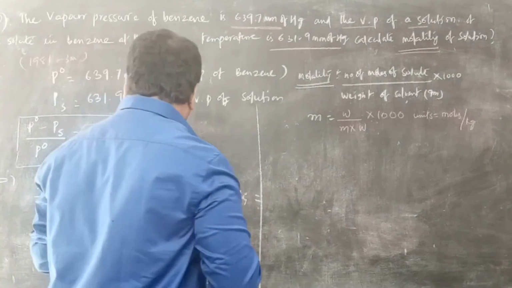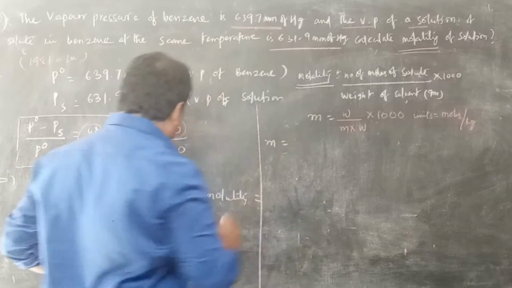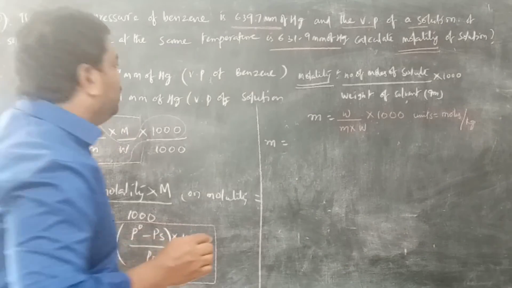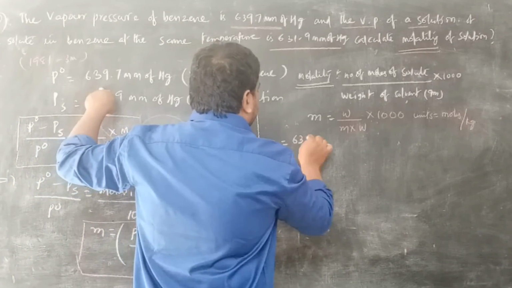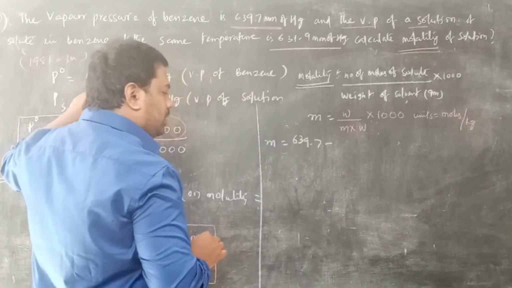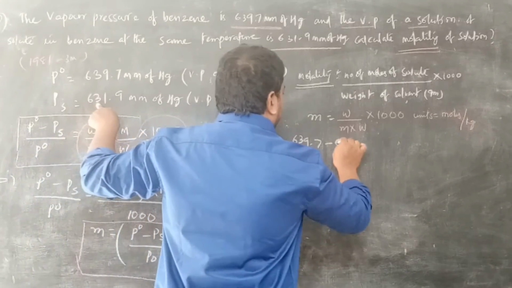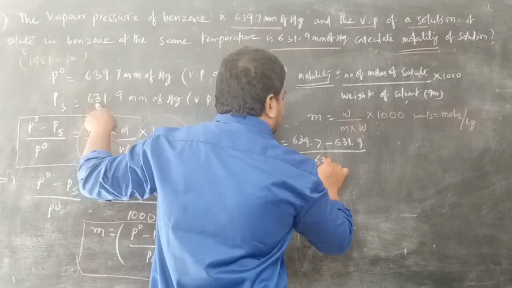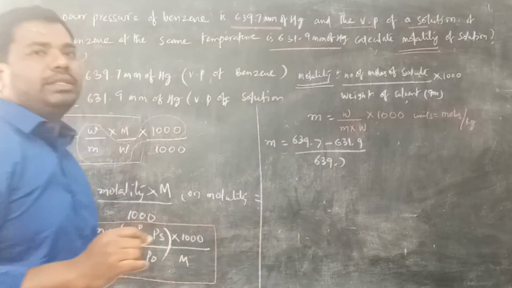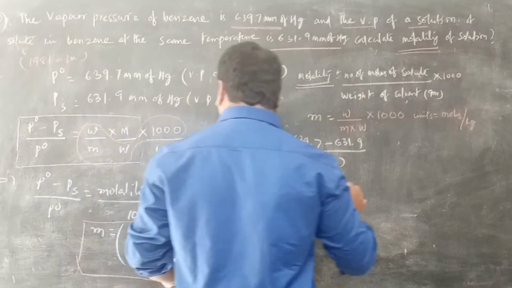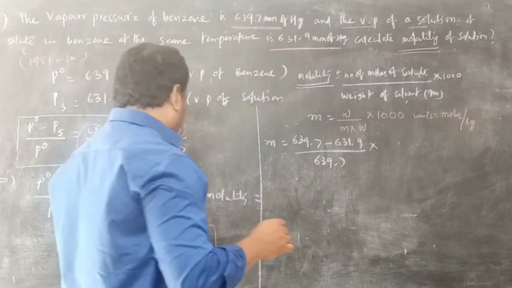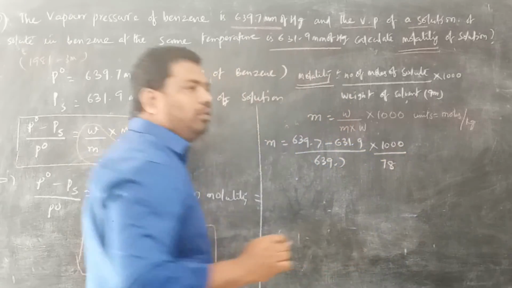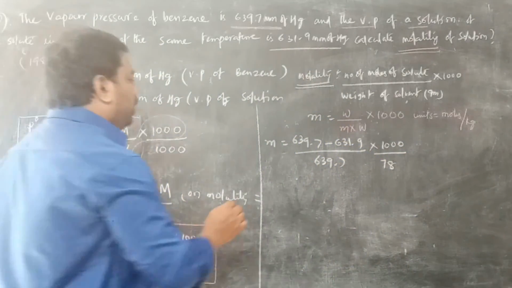Molality equals P naught, the vapor pressure of pure solvent benzene, 639.7, minus the vapor pressure of the solution at the same temperature, 631.9 mm of Hg, divided by 639.7, into 1000 by the molecular weight. The molecular weight of benzene is 78.